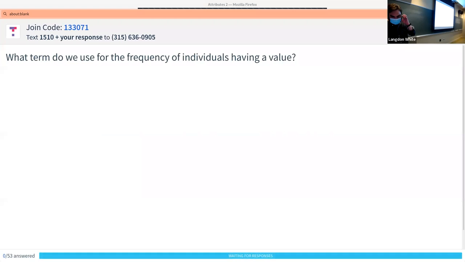But for this one, what term do we use for the frequency of individuals having a value? Okay, so it often comes up in terms of a histogram, as it comes up with histograms. But what do we call that? So somebody put in an answer that I would definitely accept, but didn't think of.